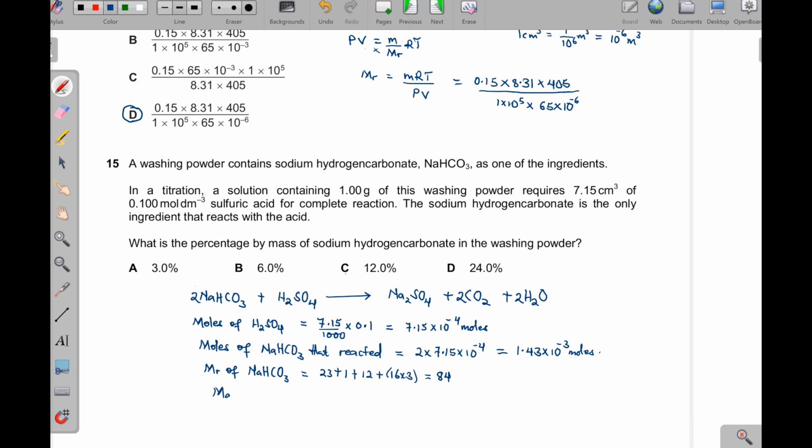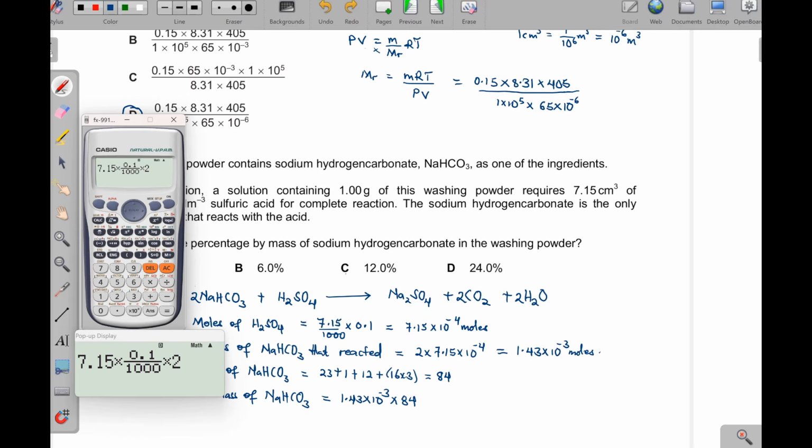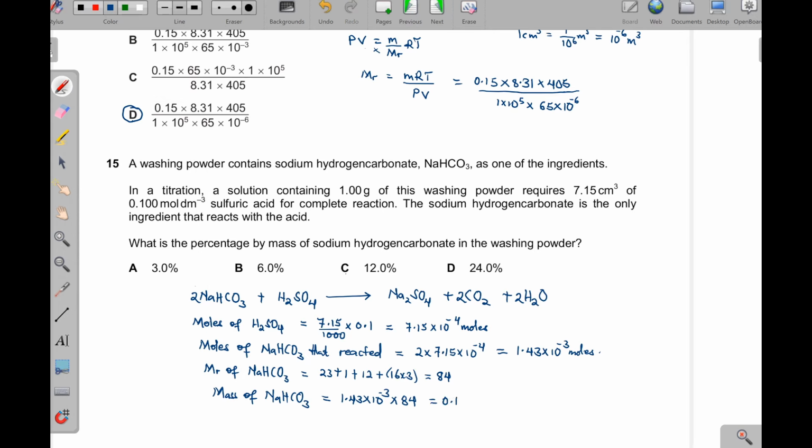So the mass of sodium hydrogen carbonate would be equal to the 1.43 times 10 to power negative 3, then times the 84. This one here, we shall multiply by 84. You get 0.12012 grams. You see? But from here, they are saying 1 gram of this washing powder requires this.